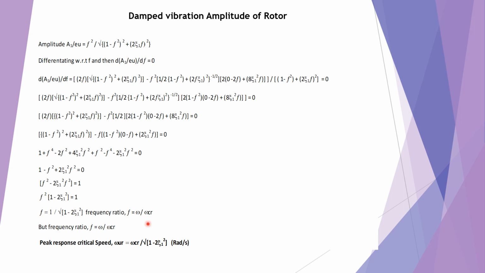So for critical speed, we can write omega UR. Peak response critical speed omega UR is equal to omega CR, because F can be replaced as omega UR upon omega CR. So we can write omega UR is equal to omega CR upon square root of 1 minus 2 zeta 1 square, in radian per second. This is the peak response critical speed.